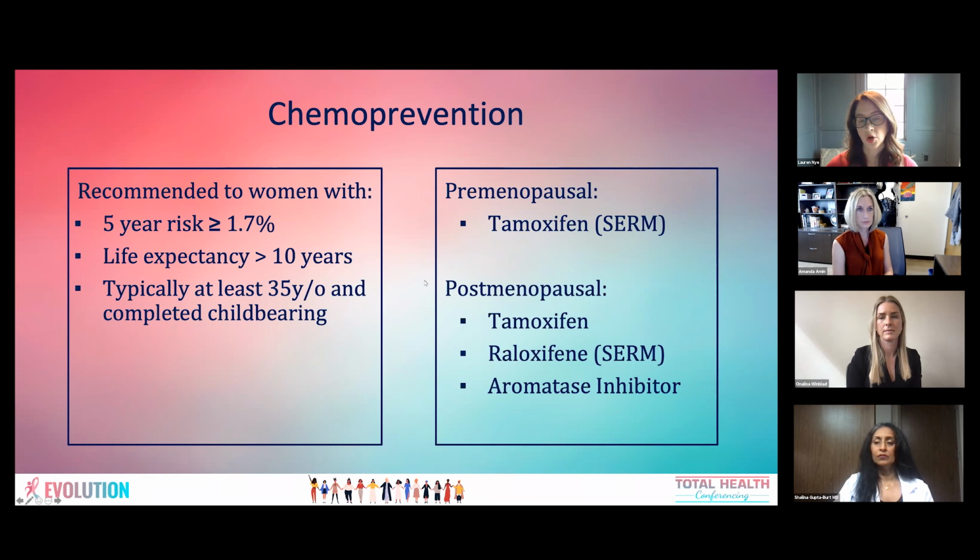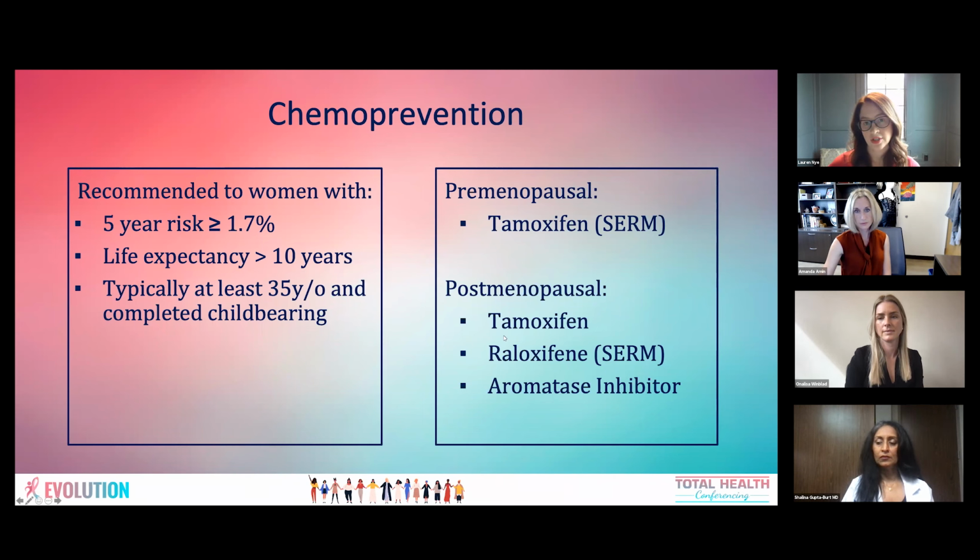For a premenopausal woman, our only option right now is tamoxifen, despite decades of research. And for postmenopausal women, we can choose from tamoxifen, raloxifene, which is a selective estrogen receptor modulator, or a SERM, similar to tamoxifen, or an aromatase inhibitor. We choose which agent depending on the preferred side effect profile. They all are anti-estrogens and can all cause some vasomotor symptoms, but they all have more unique, higher risk side effects that some women would be more concerned about.